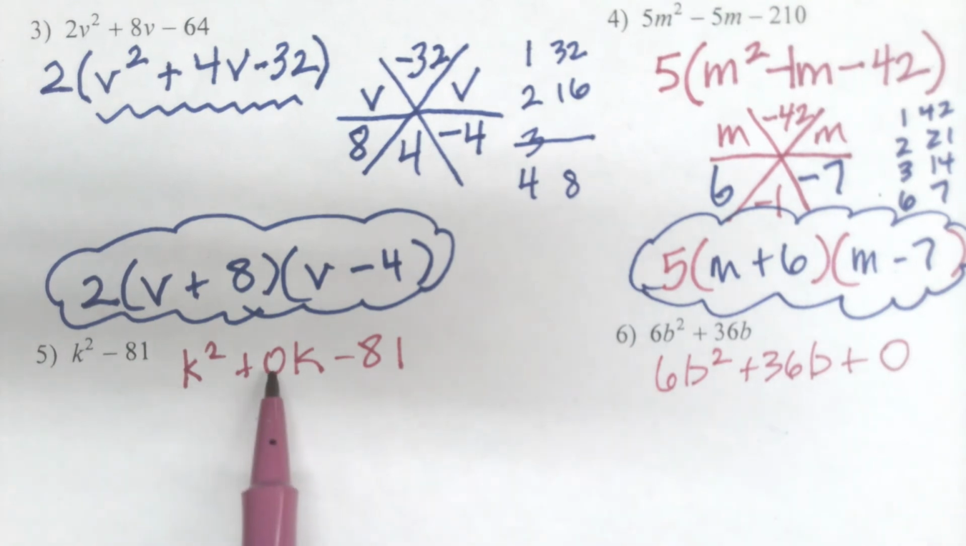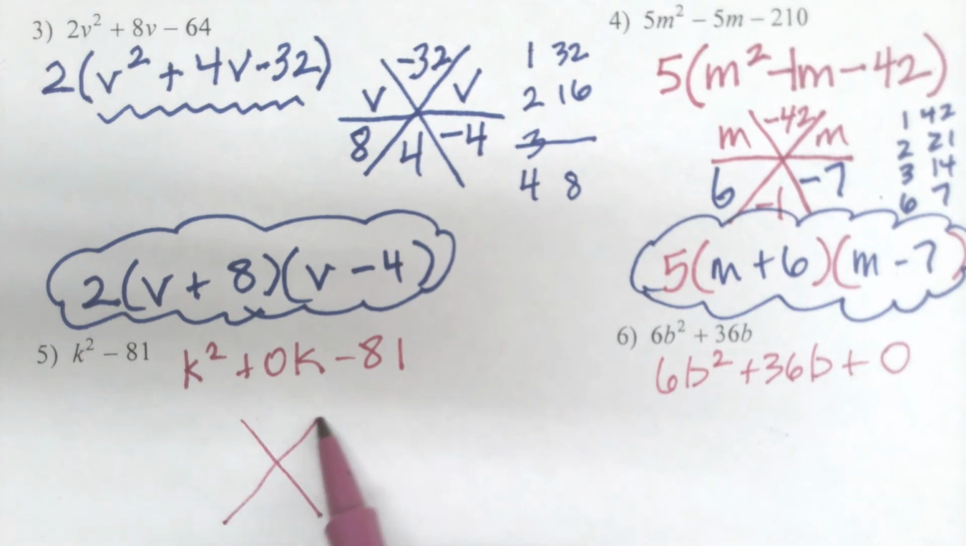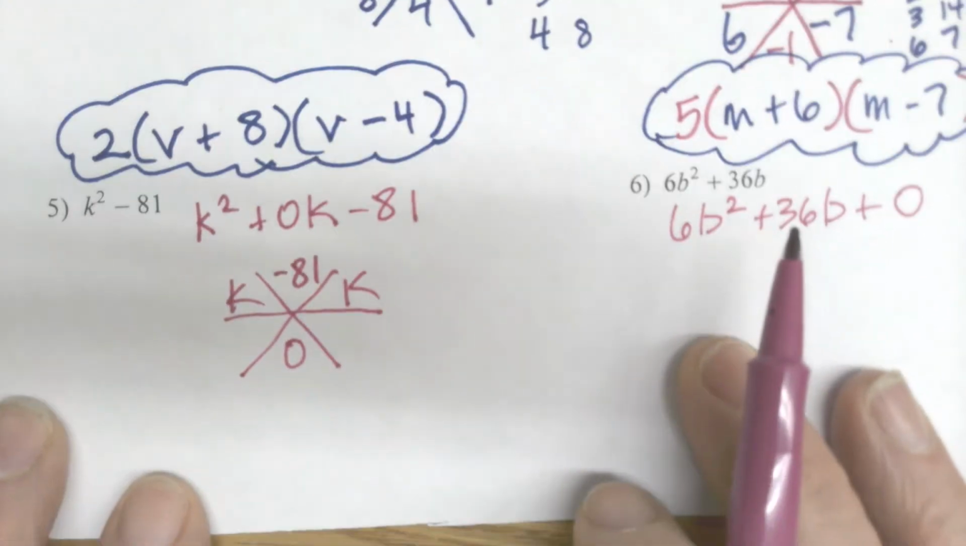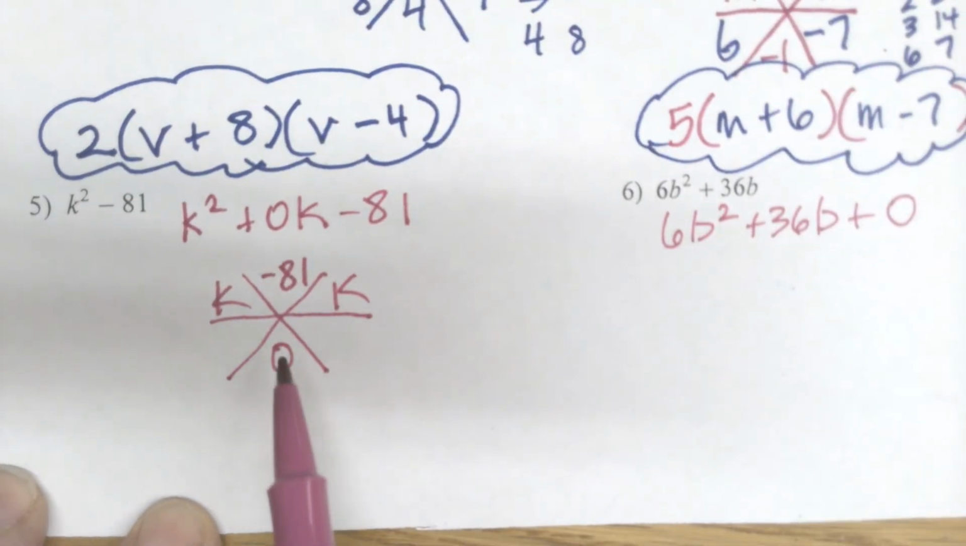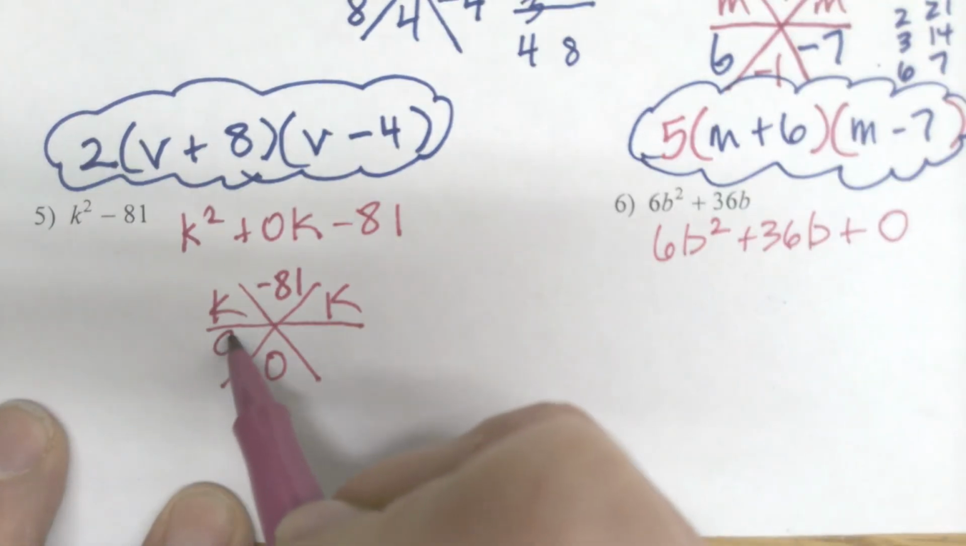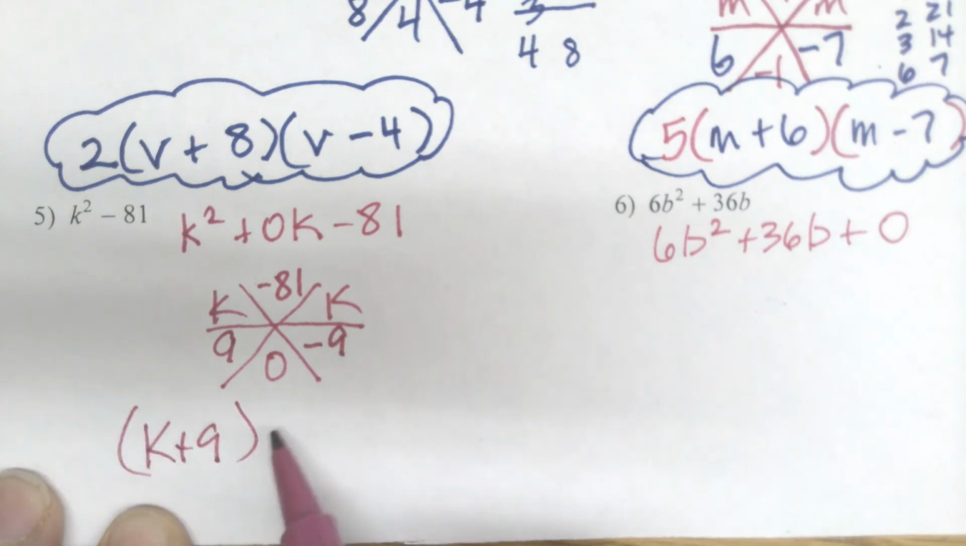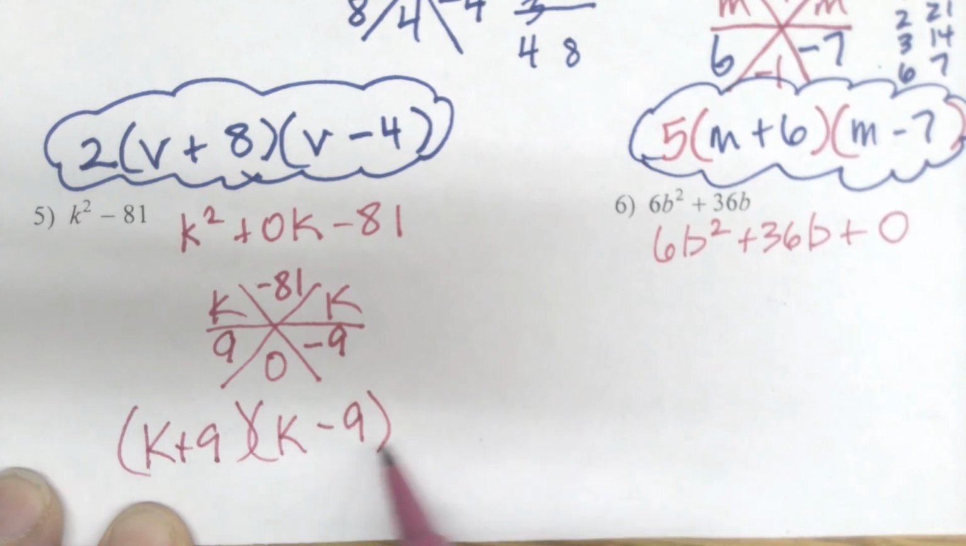So because that middle number is 0, when I set this up, 0 goes in the middle, negative 81 on the top, k and k, two numbers that multiply to be negative 81 and add to be 0. Because it needs to be 0, I know that the two numbers have to be the same but exact opposites. So this one's going to be a 9 and negative 9. So I do k plus 9, k minus 9.